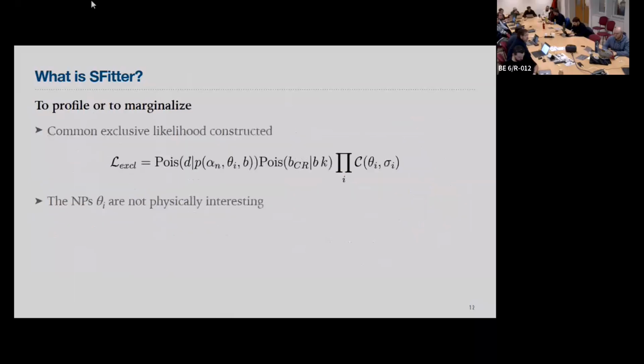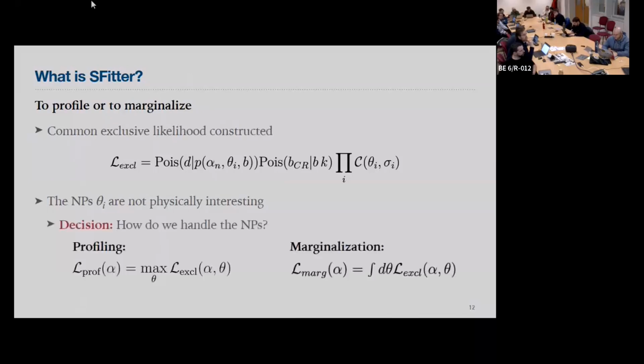Continuing quickly with profiling and marginalization. So basically, we have our likelihood, as I've shown you just now, but obviously all of these nuisance parameters, as the name suggests, are not too interesting to us physically. So now we can actually decide what we are going to do with them. Are we either going to profile, so basically put the nuisance parameters to the values that maximize the likelihood, or marginalize over them, so integrate them out in the end.